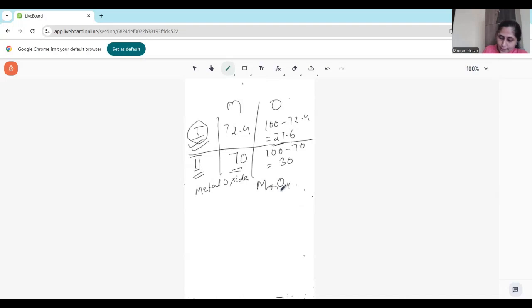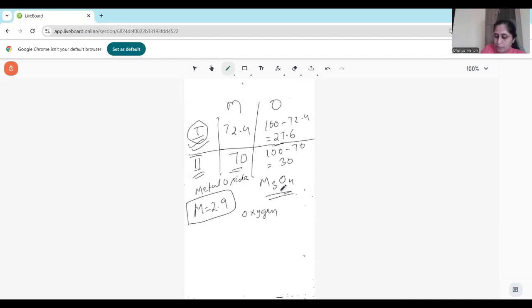So the metal is 2.9. So this was my formula, M3O4. So we found out for the metal, but for oxygen, similarly, 27. So this is the first metal and this is the metal. I'm keeping it at the side. Now, oxygen. I'm talking about oxygen now.